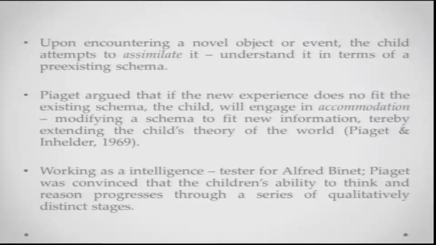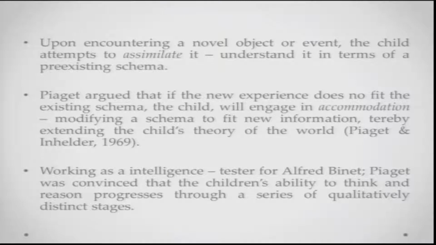Now upon encountering a novel object or a novel event, how do I interact with this object? The child attempts to assimilate it, that is, understand it in terms of a pre-existing schema. So for example, a child has a pet at home and the child pats his pet, plays with his pet, and gains some information. If the child has a pet dog, the child would know, okay, dogs are harmless creatures and it's fine to pet dogs, hold their tail, move around with the dog, etc.